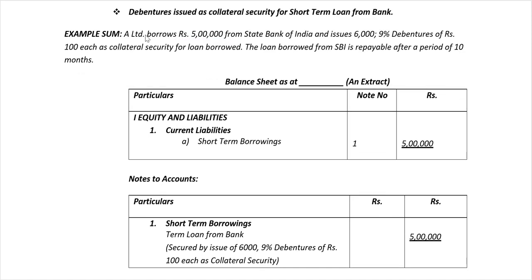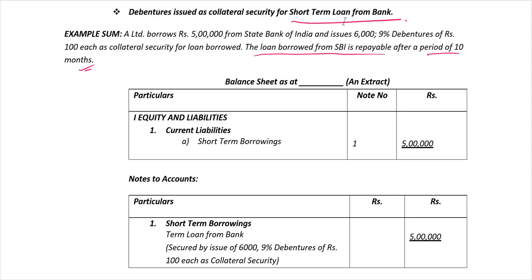Now let's check out the treatment where debentures are issued as collateral security for a short-term loan from bank. In the same example, A Limited borrows rupees 5 lakh from State Bank of India and issues 6,000 9% debentures of rupees 100 each as collateral security for the loan borrowed. However, in this example, the loan borrowed from State Bank of India is repayable after a period of 10 months, making it a short-term borrowing since it's repayable within 12 months of the reporting date.